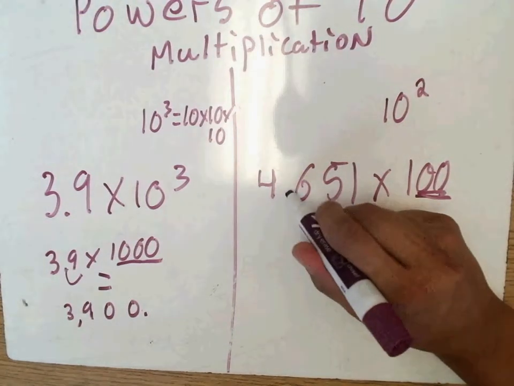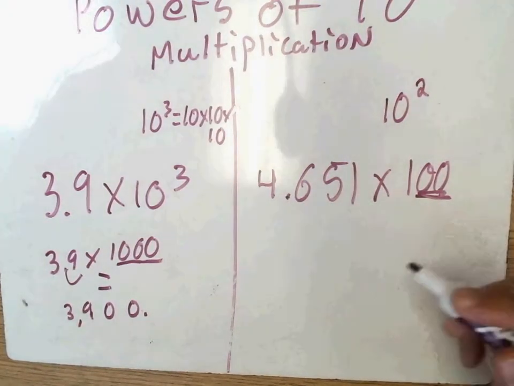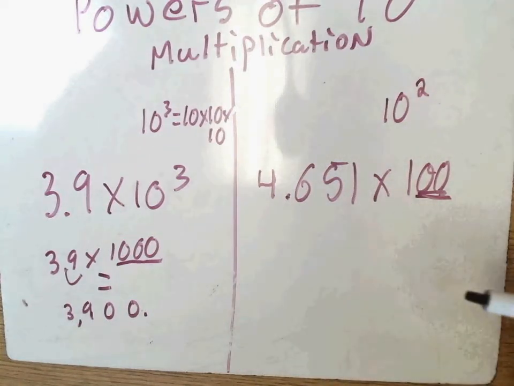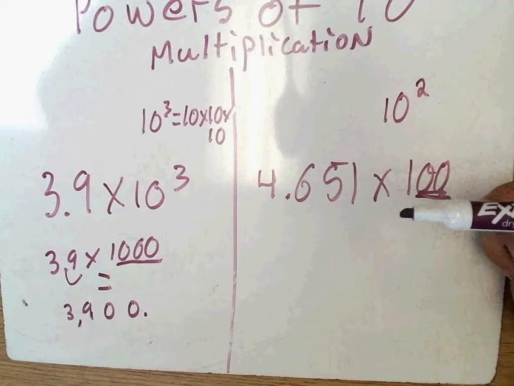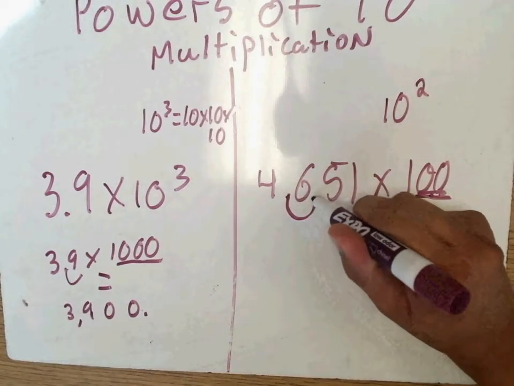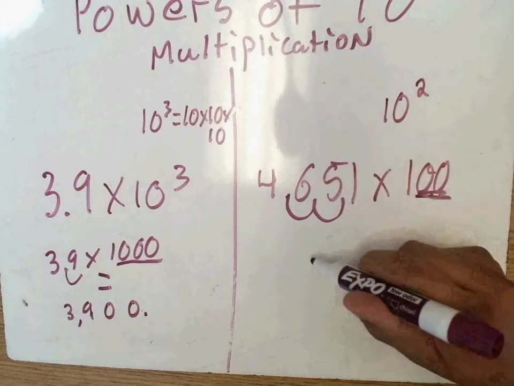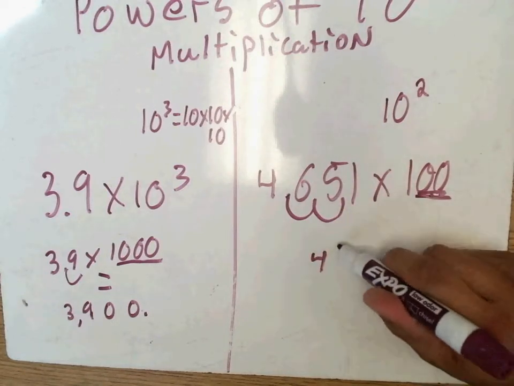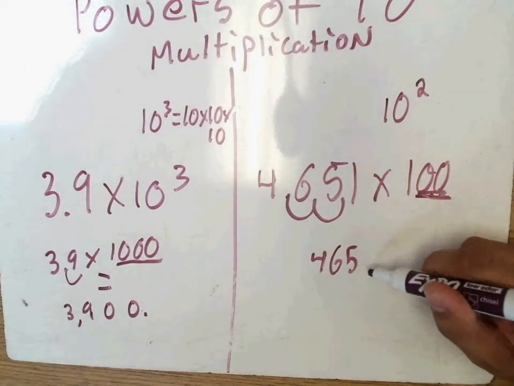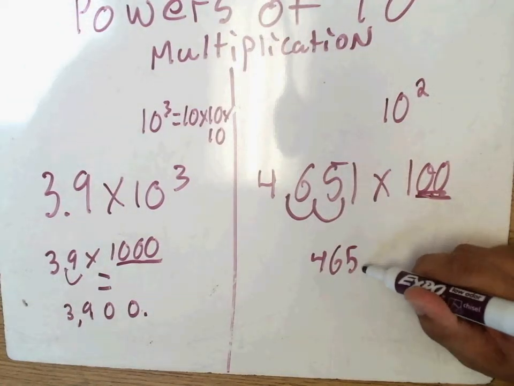So, we're going to come here and we are going to look at our decimal point. We know that we're going to shift that decimal point to the right because we're multiplying. That means our number is going to get bigger. So, 2 zeros here, 2 place values. 1, 2. So I've got 465. My decimal point is now after my 5, which is again in the ones place.